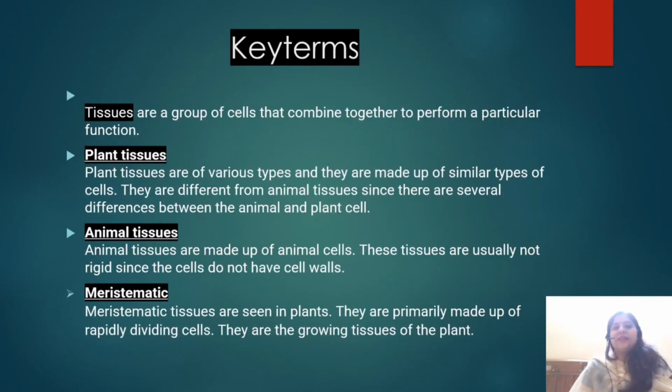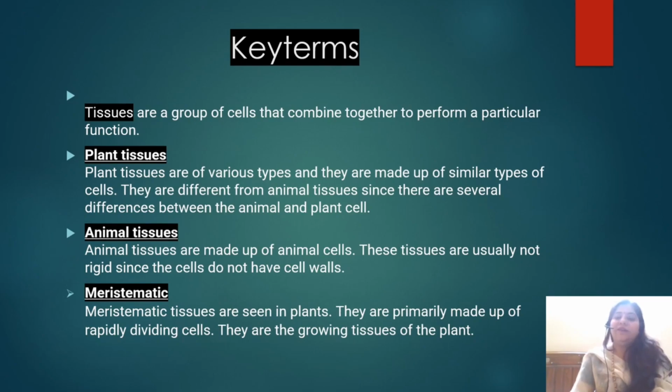So let's discuss the different words which we'll use in this chapter. First is tissue. Tissue is basically a group of cells. Say, for example, if this is one cell, this is two cell and this is third cell, these all three cells will combine together and form the tissue, right? So tissue is the group of cells which are performing a particular function.